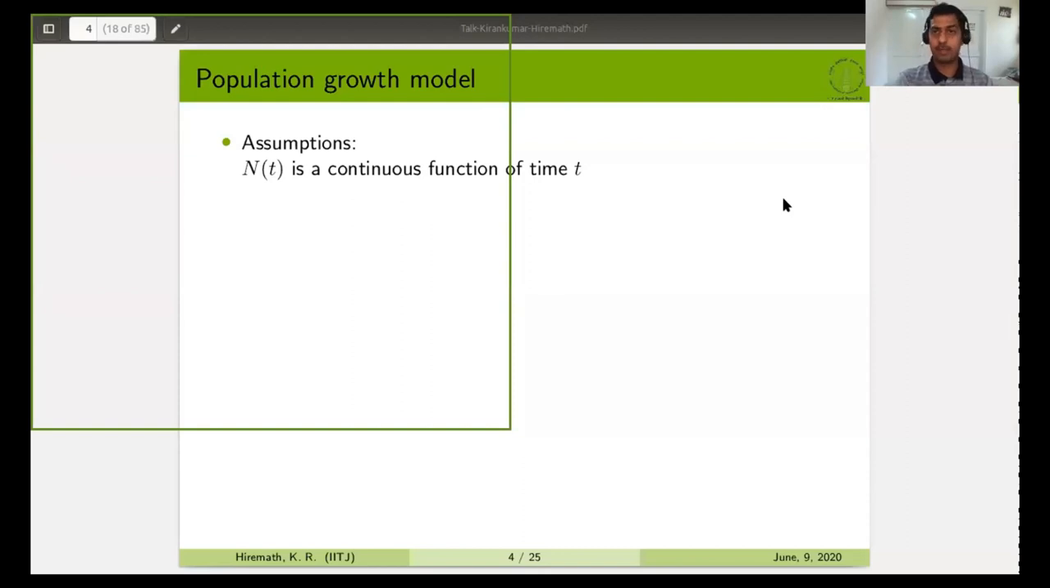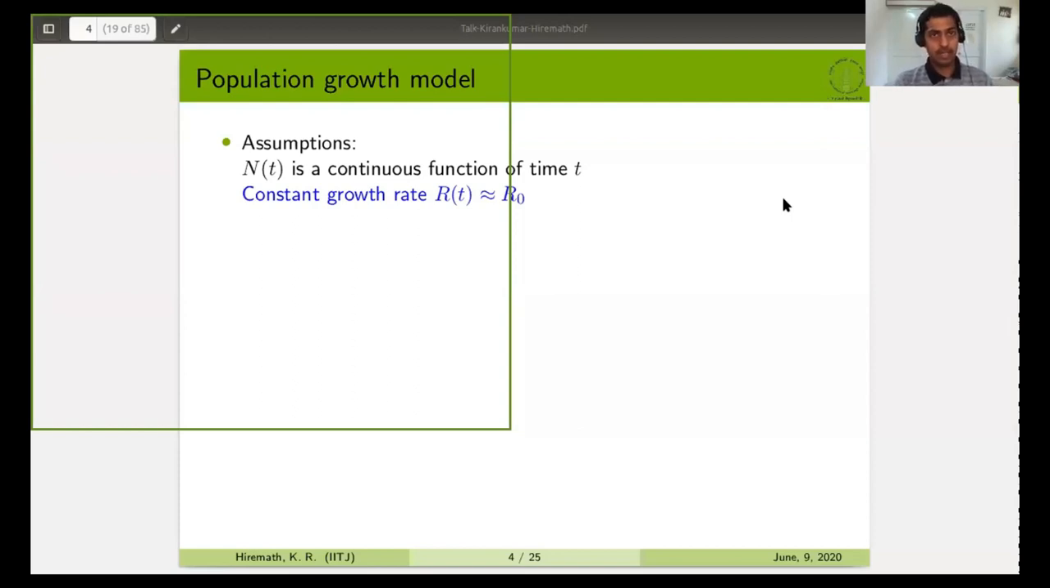For example, population, it's really wrong to say 1.2. Population is either 1 or 2 units, whatever that number is. But we are assuming that it's a continuous function of time. Then for the sake of simplicity, to start with, assume that the growth rate r of t is constant. Let us represent this as r0.